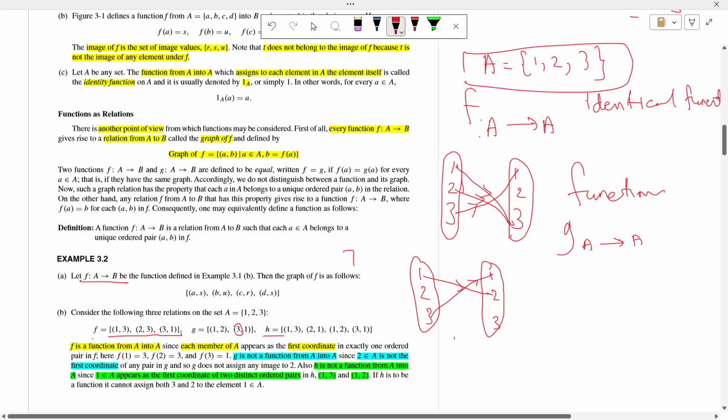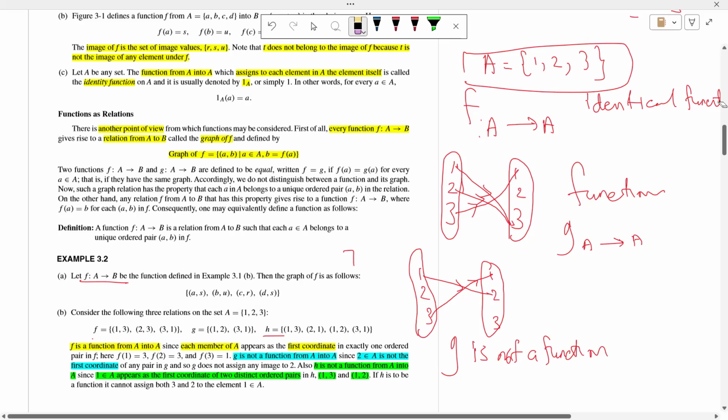Now can you tell me whether g is a function or not? g is not a function. Why? 2 is an element of the domain, but it does not have any relation. The important theory says all the elements in the domain must have a relation with the codomain. But here 2 is an element of the domain with no relation to any codomain element. So g is not a function, right?